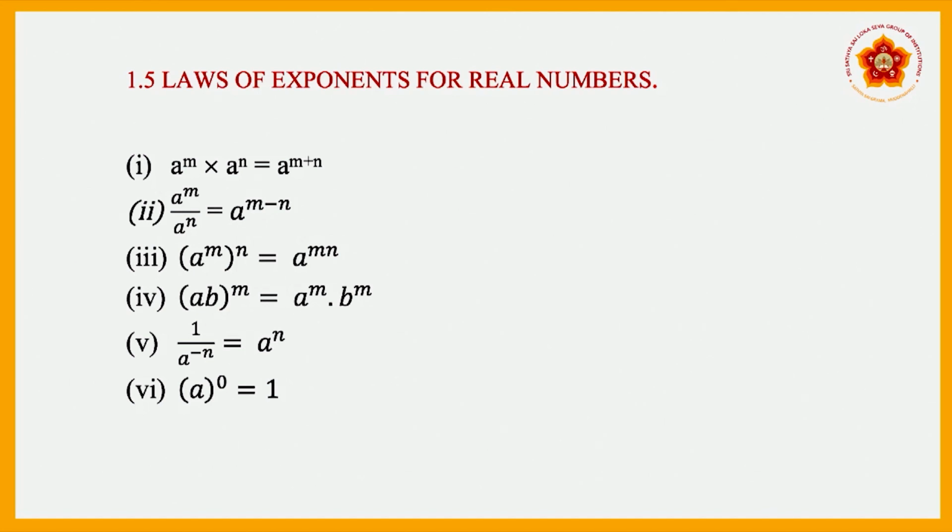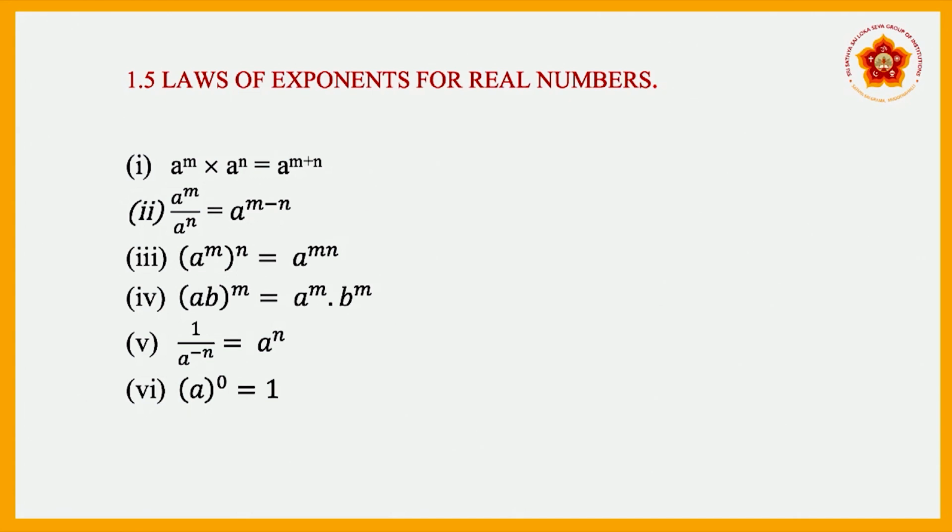The first law is a to the power of m multiplied by a to the power of n equal to a to the power of m plus n. This law we have to use when there is a multiplication sign between the two exponents. One thing you have to remember is that only when the bases are equal can you apply this formula, otherwise you can't apply it.